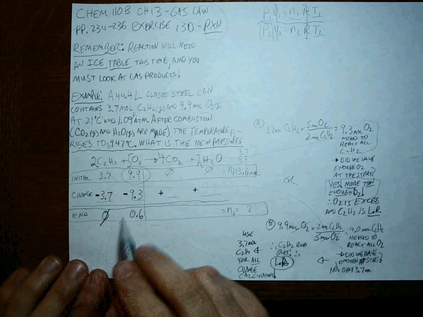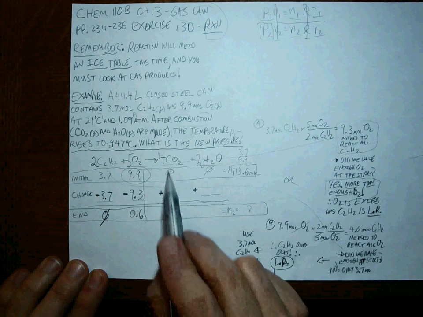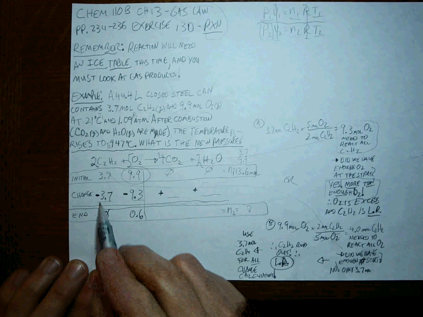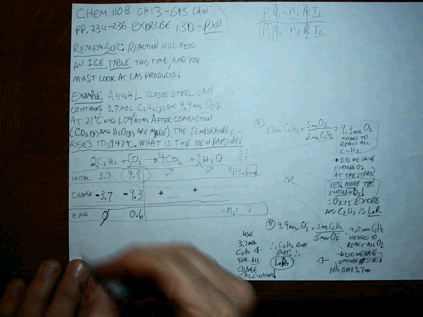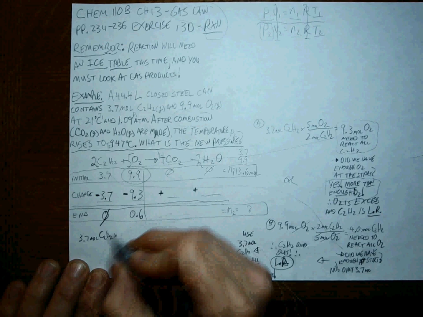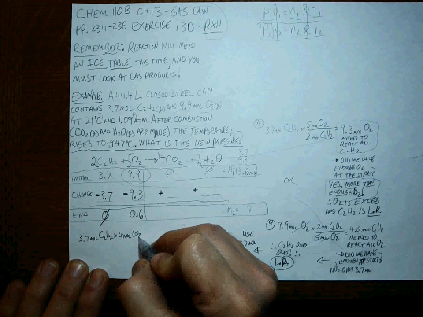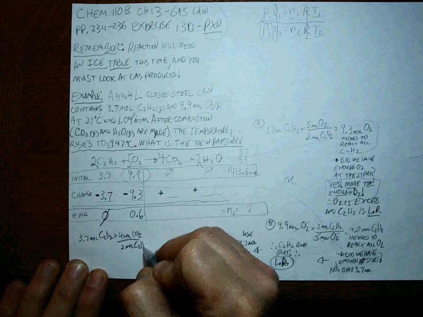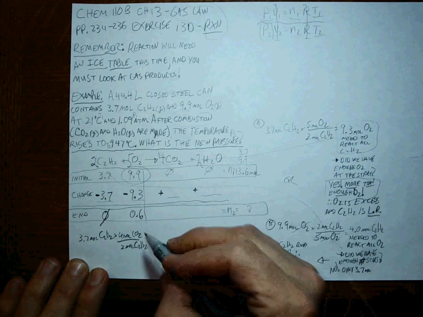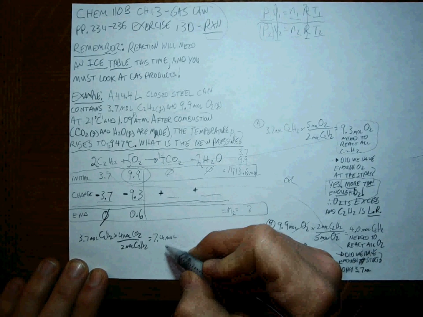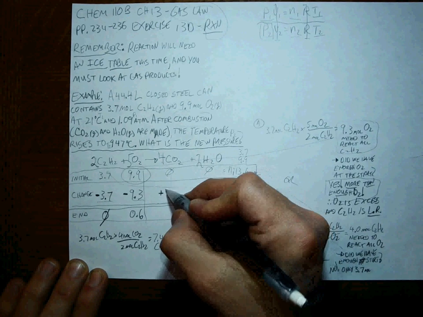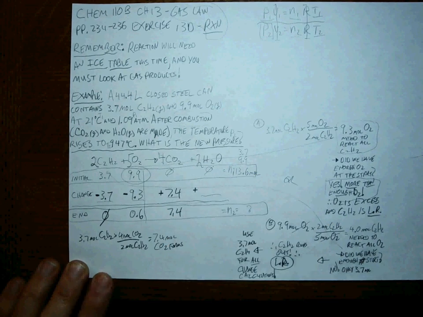Alright, so let's figure out how many moles of carbon dioxide and how many moles of water will form if 3.7 moles of C2H2 reacts. And that's not hard. 3.7 moles C2H2, 4 moles CO2 to 2 moles C2H2. It's just double. That's 7.4 moles of CO2 forms. That's where that goes, and that adds up there.